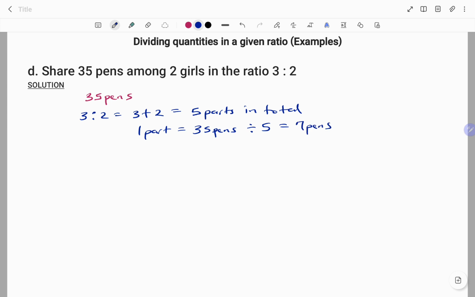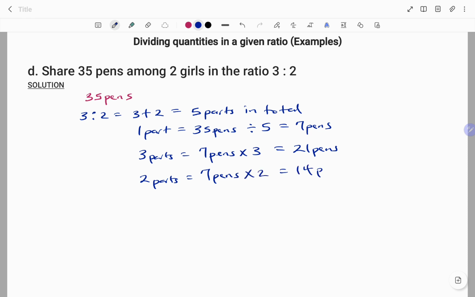Therefore, to get the value for 3 parts, we're going to multiply the value for 1 part, which is 7 pence, by 3, and that is going to give us 21 pence. Also, we're going to do that for 2 parts, which is the value of 1 part, 7 pence times 2, which is 14 pence. Let's do the check. We have 21 pence plus 14 pence, and that is going to give us 35 pence, the quantity we started with.